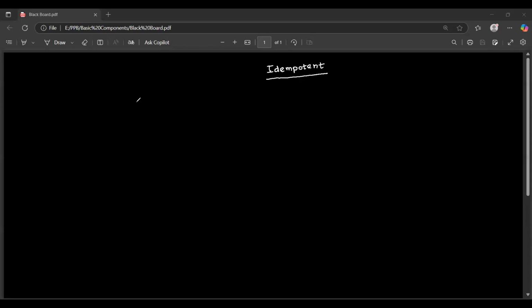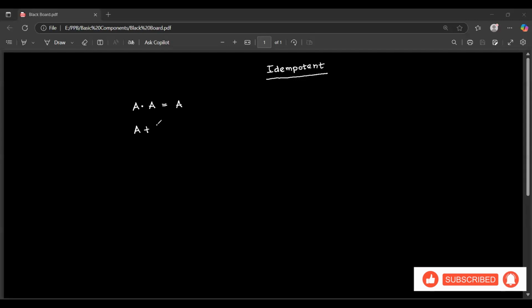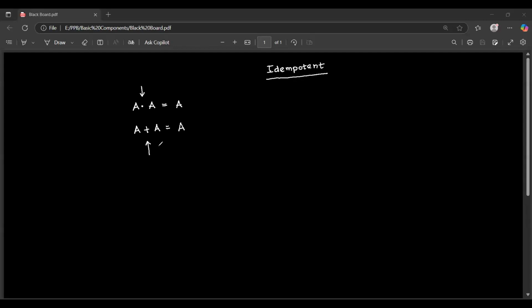So, first of all, the idempotent law. The first law says that A dot A is equal to A. The second idempotent law says that A plus A is also equal to A. These are the basic laws discussed in the idempotent law. So how does this work? You have to understand by using the gates. Here we have a dot, which means we are using an AND gate. Here you have a plus sign, so we are using an OR gate.